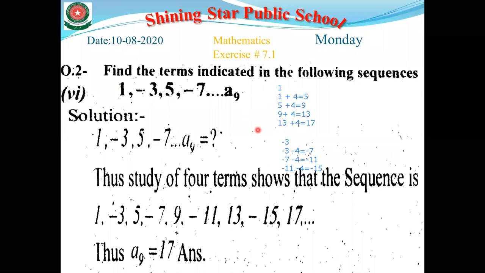So this sequence is the combination of these two sequences. For the odd numbered terms, 1st, 3rd, 5th, 7th, 9th, we follow this sequence. And for the even numbered terms, we follow this sequence. For odd terms, we add 4 to the previous number, and for even terms, we add minus 4 to the previous terms. So we get this complete sequence now. The ninth term is 17, which is your required answer.